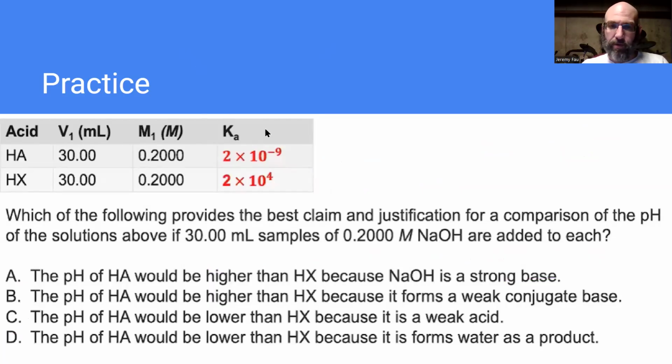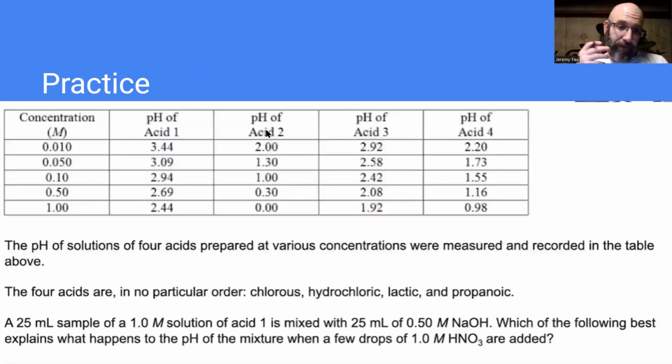They both form water. All right, we got 4 acids. It says they're in no order: chlorous, hydrochloric, lactic, and propanoic. A solution of acid 1 is mixed with a solution of sodium hydroxide. Which of the following best explains what happens to the pH of the mixture when a few drops of 1 molar nitric acid are added?